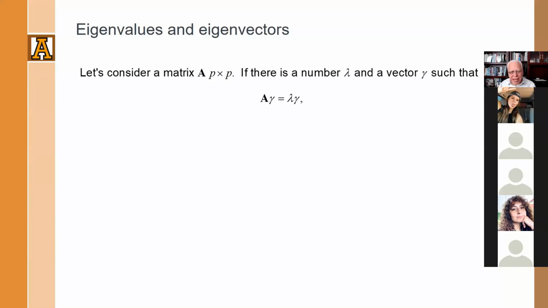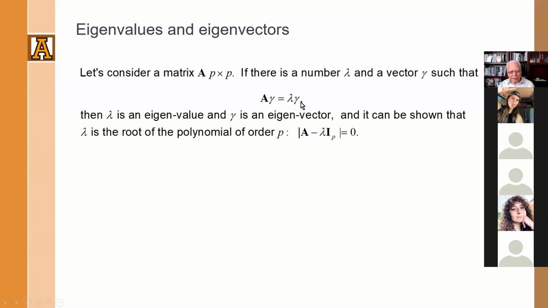Let's consider a matrix A, which is a P by P matrix, a square matrix. If you remember, if there is a number lambda and a vector gamma such that the equation A times gamma equals lambda times the vector gamma holds, then we say that lambda is an eigenvalue and gamma is an eigenvector.